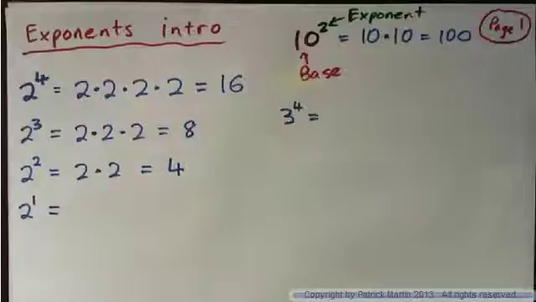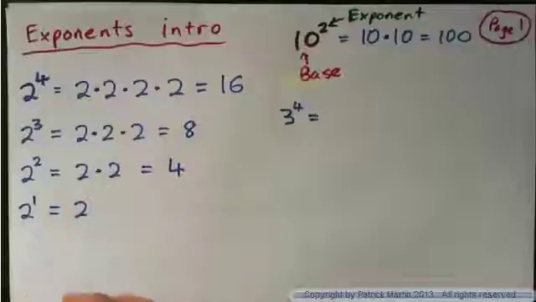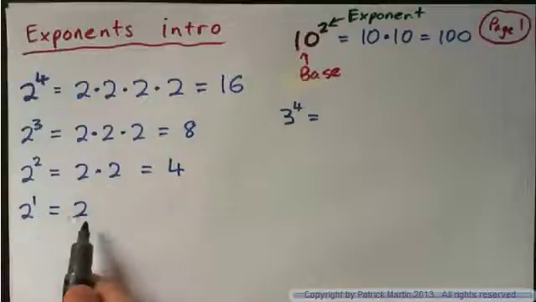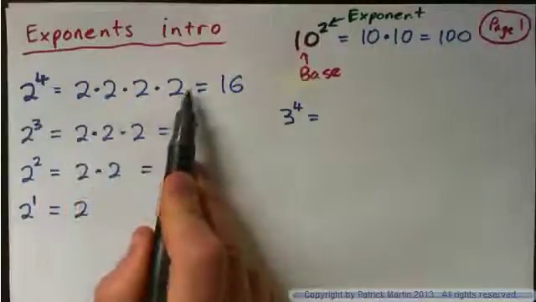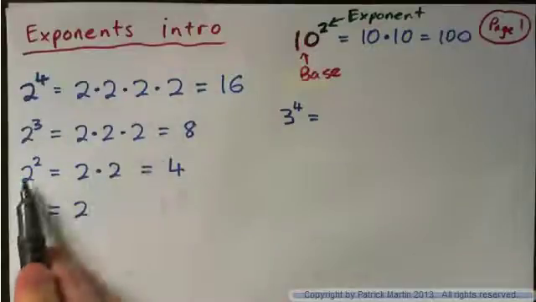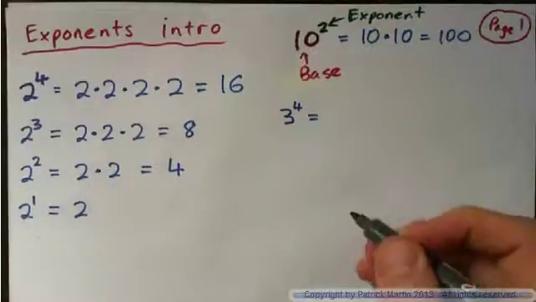Take a guess. 2 to the power of 1 might indeed be the number 2. Yep. So there's one of them. So 2 to the power of 4 does 1, 2, 3, 4 2's. 2 to the power of 3 does 3 of them. 2 squared is 2 of them. 2 to the power of 1 is 1 of them.